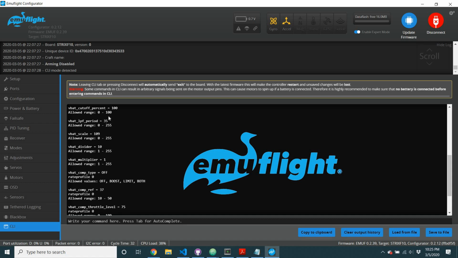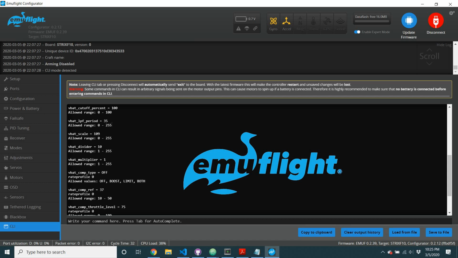In order to do that, the default Vbat LPF period was set to 35, which is a lot more voltage filtering than before. The higher this number is, the more it will filter. Now, right now, the default's 35. It may be increased to help with this. You go too low, you will run into problems.